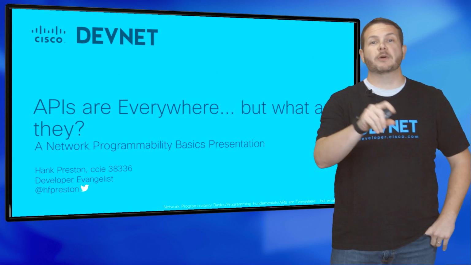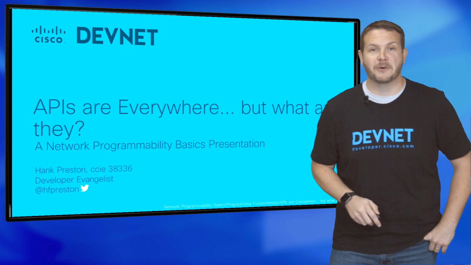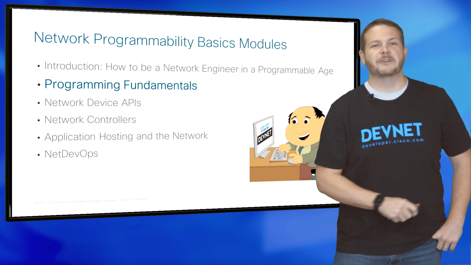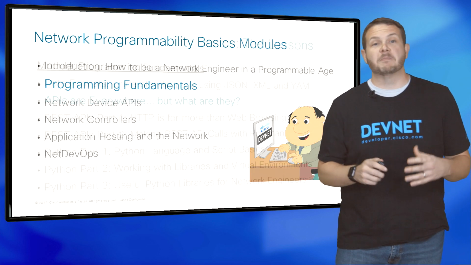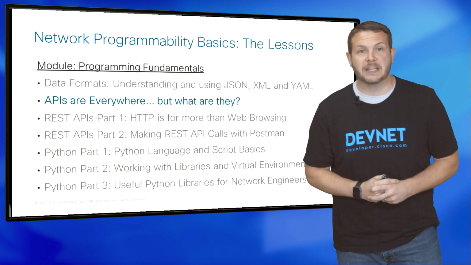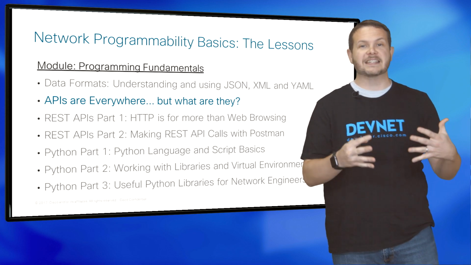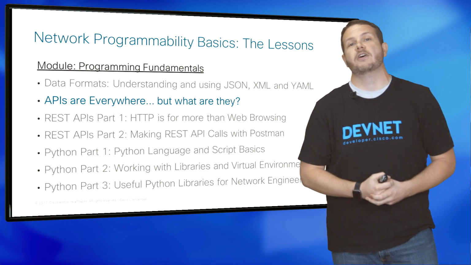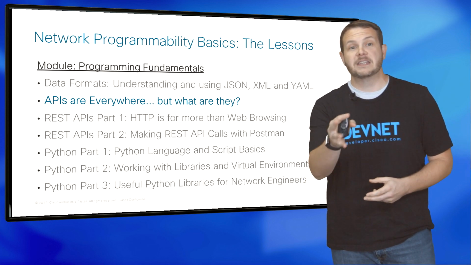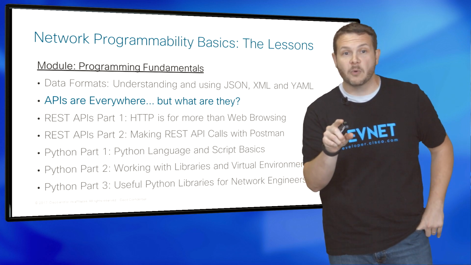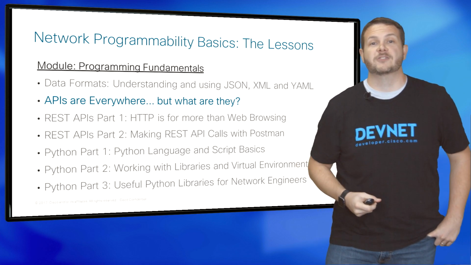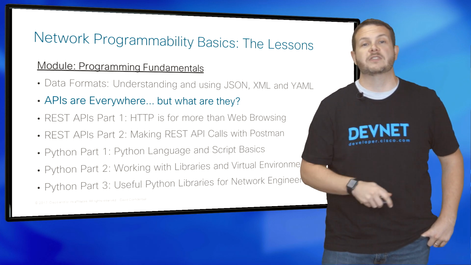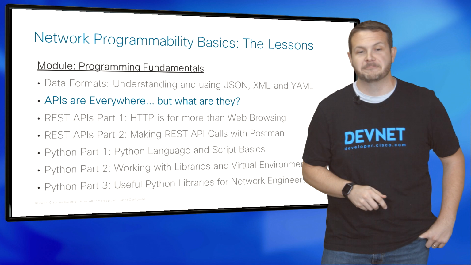This is a part of our Network Programmability Basics video course, and it's in our Programming Fundamentals module. In this module, we've already talked about data formats and gone through JSON, XML, and YAML. And now we're going to go into APIs, how we connect together software and systems. Following this lesson, we'll dive into REST APIs more, and then talk about Python as a scripting and programming language that you can use as a foundation for your network automation.